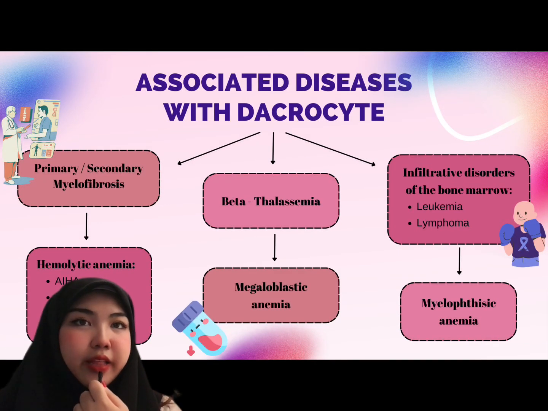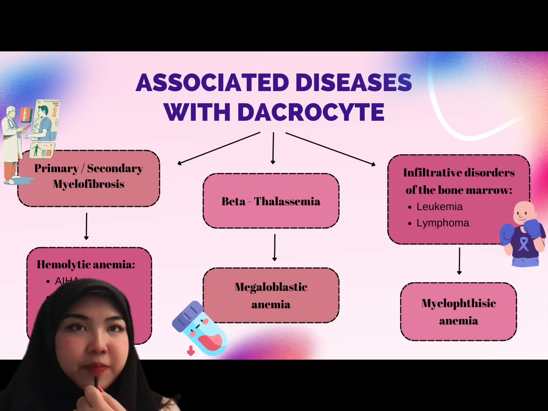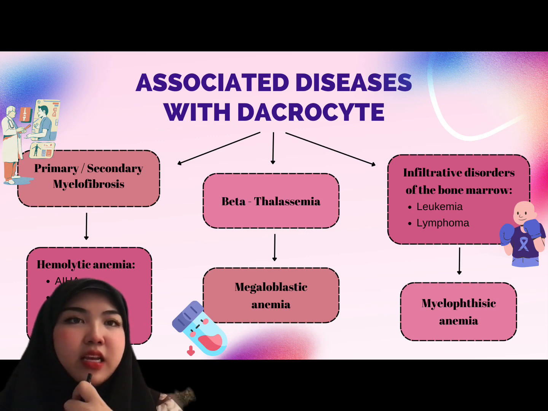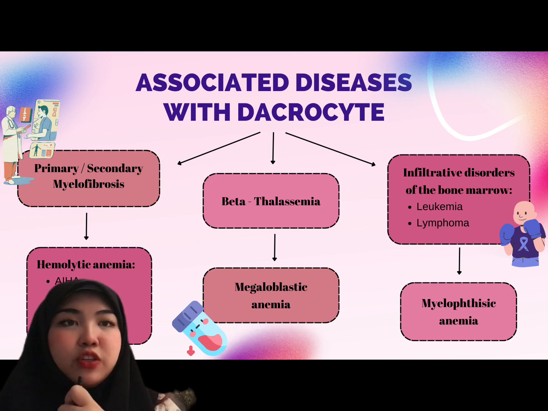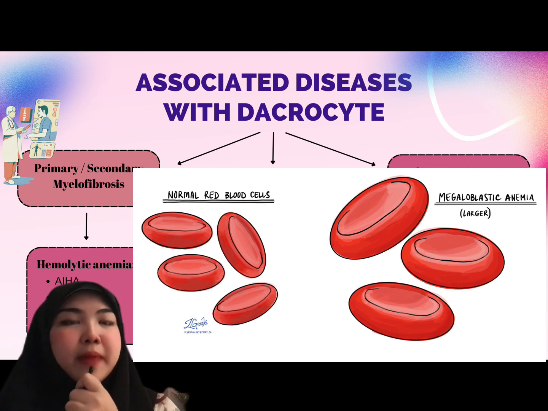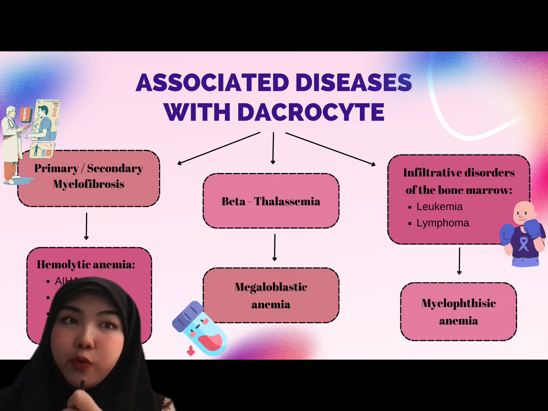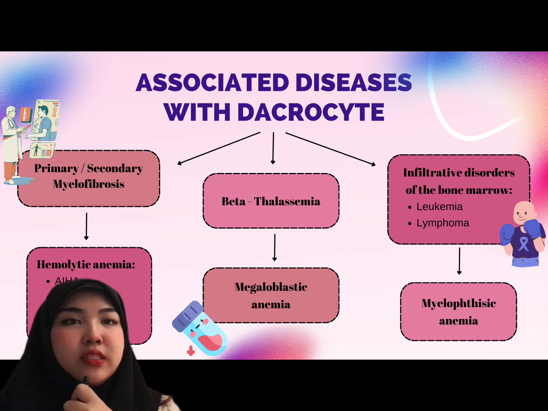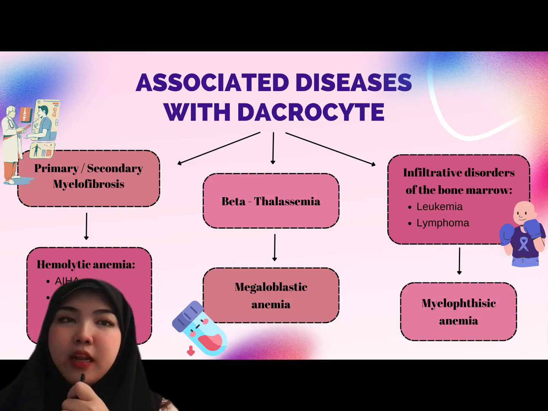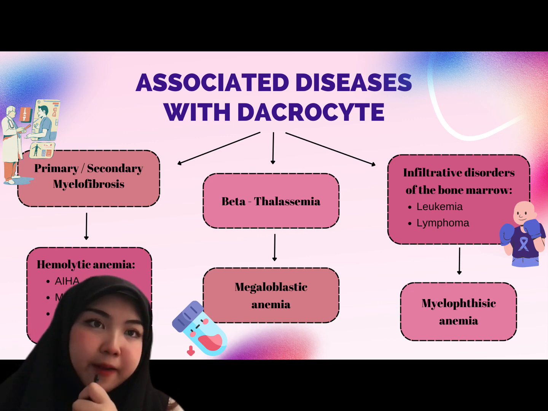Moving on, there are megaloblastic anemia and myelocytic anemia. Megaloblastic anemia is a type of anemia characterized by a presence of large, immature, and dysfunctional red blood cells that are actually called the megaloblasts in the bone marrow. It can be caused by deficiencies in vitamin B12, or folate, vitamin B9.